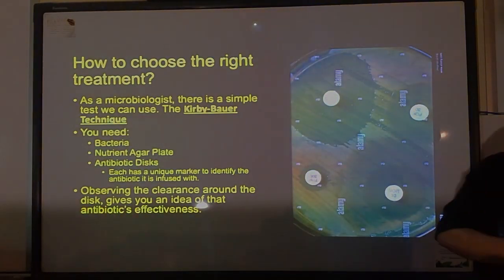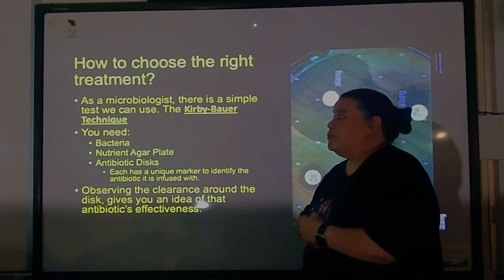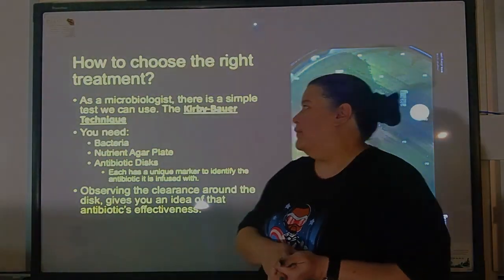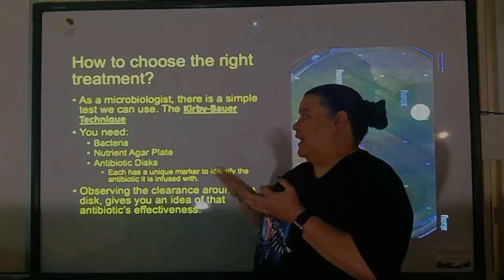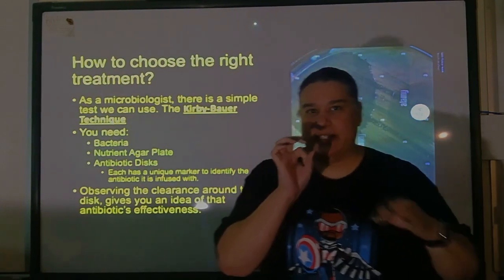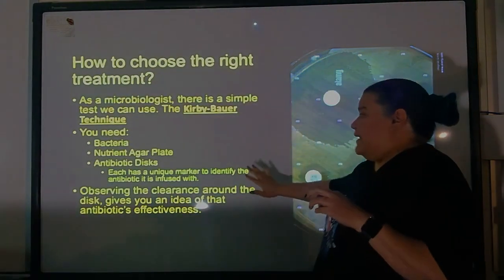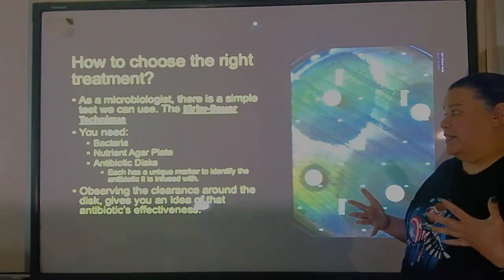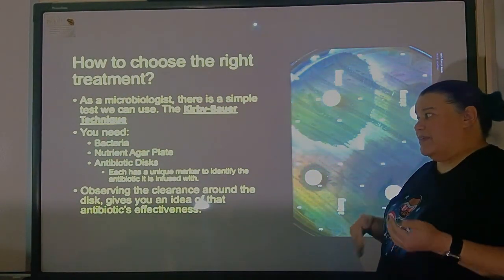So how do I choose the right treatment? As a microbiologist, there's a simple test that we can use called the Kirby-Bauer technique. You will need bacteria, you will need a nutrient agar plate, and you'll need antibiotic discs. Basically little paper discs that have been infused with the antibiotic. Each one will have a unique marker to identify which antibiotic that disc is infused with.